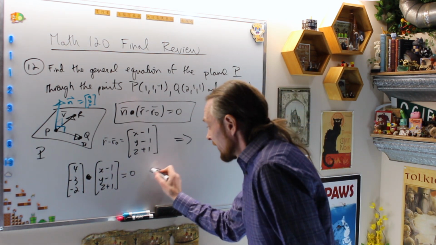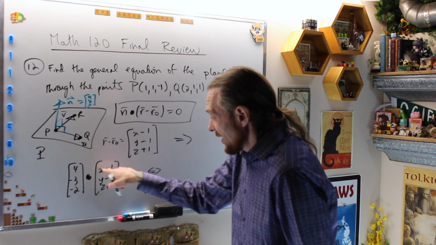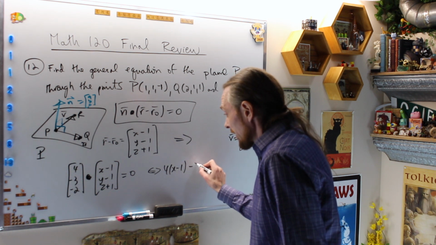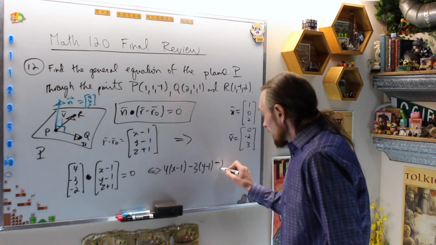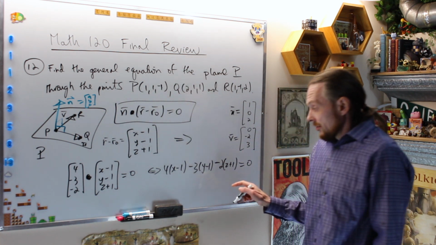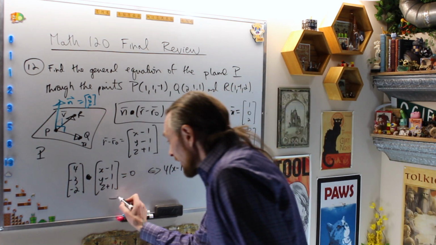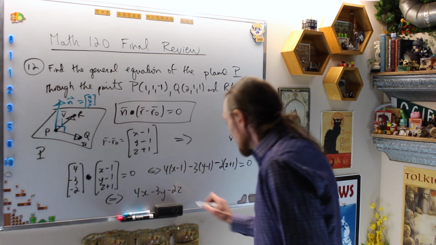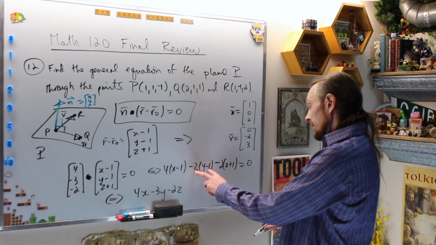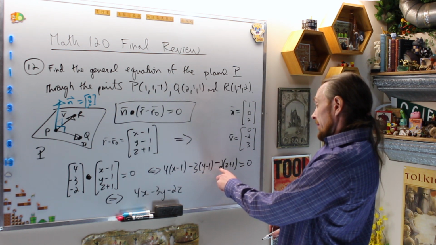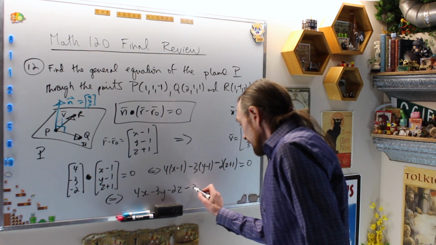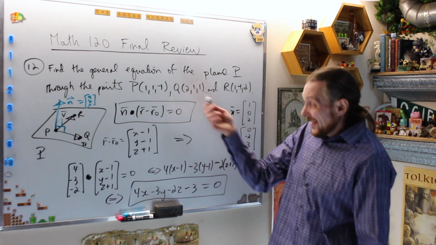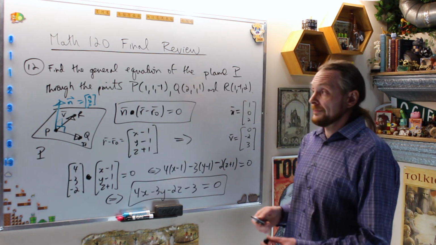If and only if, by definition of dot product, this times this plus this times this plus this times this. So 4 times (x minus 1), minus 3 times (y minus 1), minus 2 times (z plus 1) equals 0 is the normal equation. And then simplifying gives me the general equation. This gives me 4x minus 3y minus 2z minus 4 plus 3 is negative 1, minus 2 is negative 3, so minus 3 equals 0. This is the general equation of that plane through points P, Q, and R.